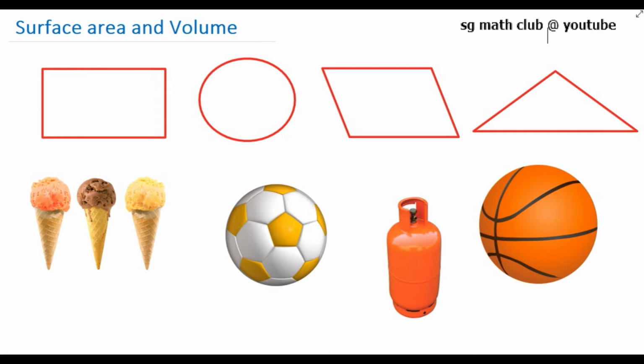You have already studied the figures that can easily be drawn on your notebook or the blackboard. These figures are called plane figures. Plane figures are two-dimensional figures, for example rectangle, circle, parallelogram, triangle. All these are plane figures that can be easily drawn and they are two-dimensional.